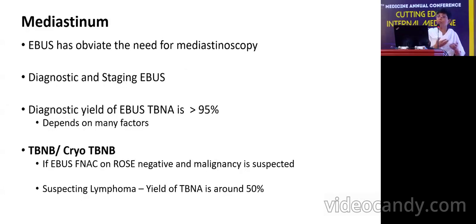So the advent of EBUS has obviated the need for mediastinoscopy, which used to be done some 20 years back. Apart from diagnostic and staging EBUS for patients with lung cancer or any malignancy who are for surgery, it is a very, very good option. Diagnostic yield is more than 95%. But if you suspect lymphoma, because the yield of TBNA reduces significantly in patients with lymphoma, or when you have done an FNAC which is negative and malignancy is highly suspected, then it is better to do the transbronchial nodal biopsy to get a better tissue sample as well as diagnostic yield.